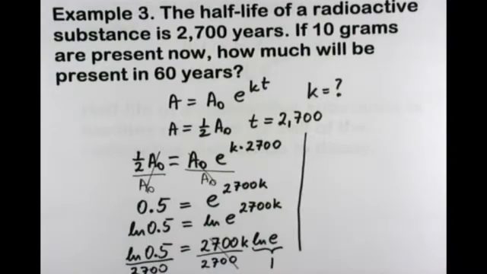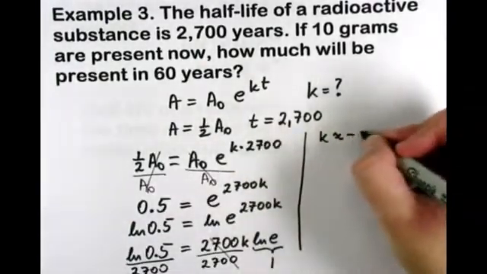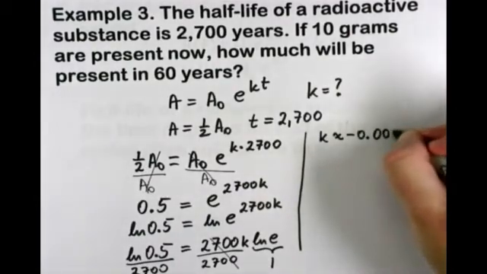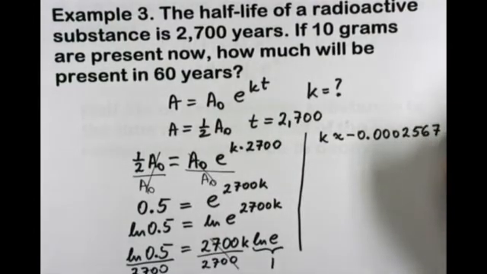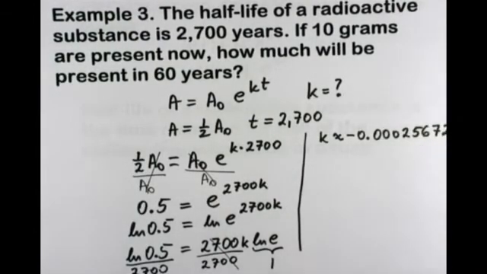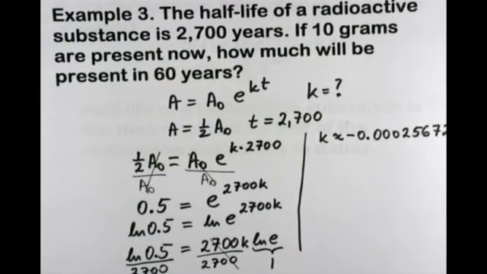negative. K must be negative, of course. So my K is negative 0.000256721. I'm going to keep the long decimal so then I have a good approximation, several digits. Okay, the constant must be small because it decays very slowly. If you have a substance, half of the substance remains after 2,700 years, so the decay is very slow.